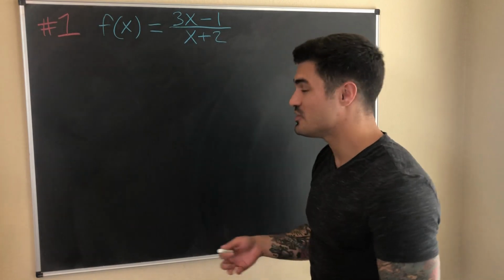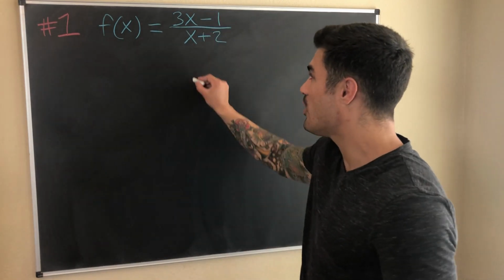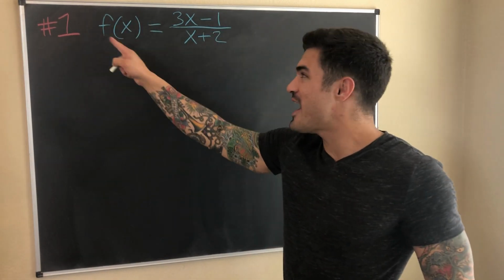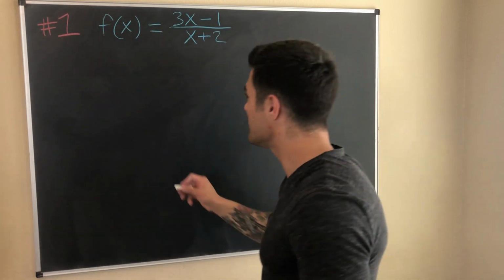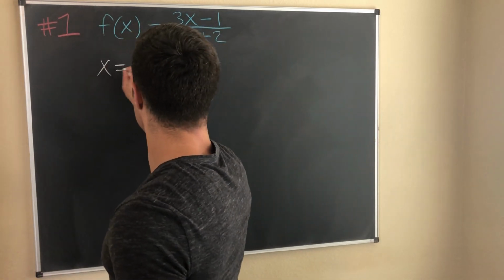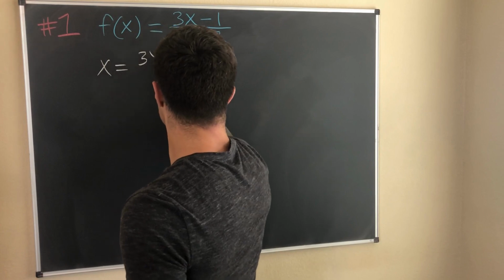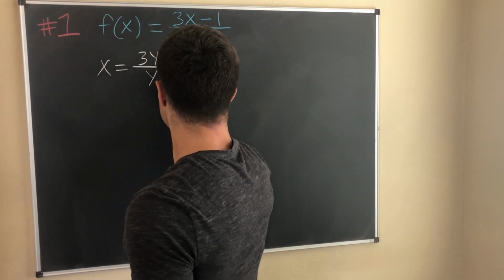So I'm going to switch the position of x and y. So both these x's are going to become y's, and this f of x, which kind of acts as a y, is going to become an x, right? So we have x equals 3y minus 1 over y plus 2.